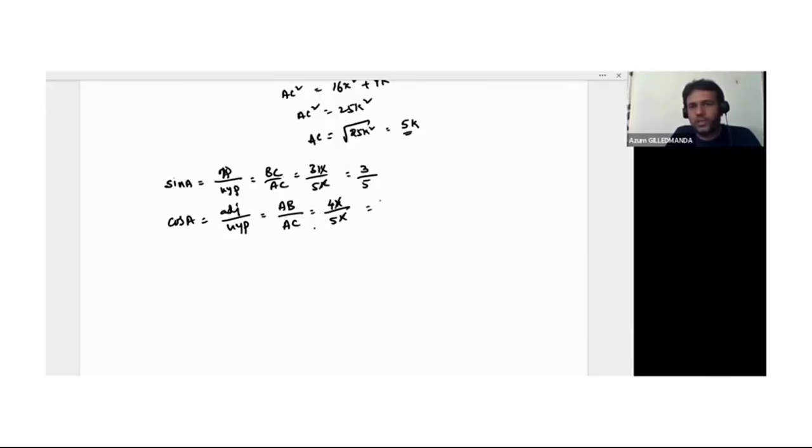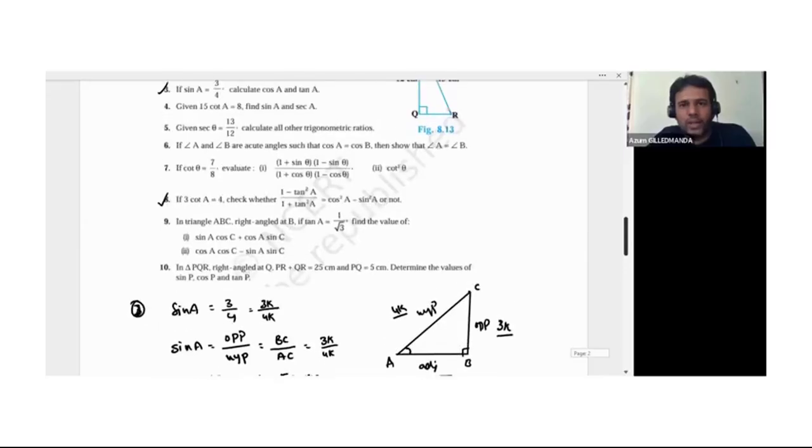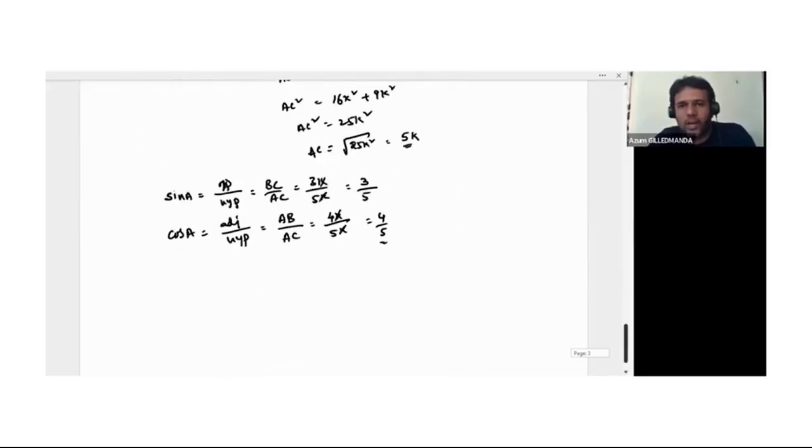KK gets cut, so it is 4 by 5. So now I know sin A and cos A. Just get that equation, and I'll take the left hand side and right hand side, and I'll prove whether that's equal or not. So 1 minus tan square A by 1 plus tan square A. Okay, so what do I need to prove?